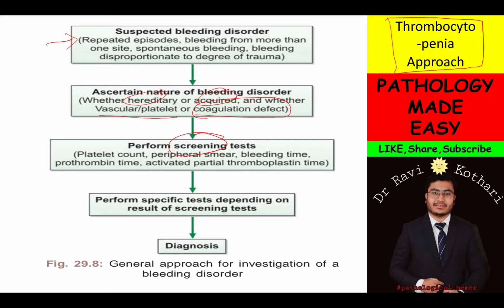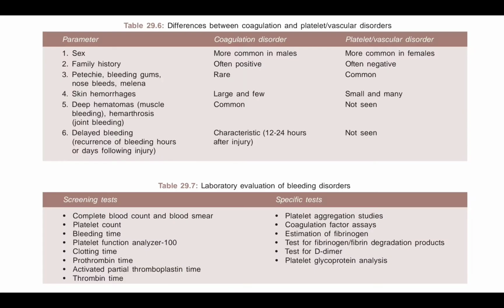Then after the result of the specific screening test, we have to go for some specific test to diagnose the condition. Here's the difference between the coagulation and the platelet or vascular disorder. First, the coagulation disorders are more commonly seen in males having positive family history, rarely present with petechiae or bleeding gums. Skin hemorrhages are large and few, deep hematoma is common, and due to deep hematoma, delayed bleeding is also characteristic of this type of disorder.